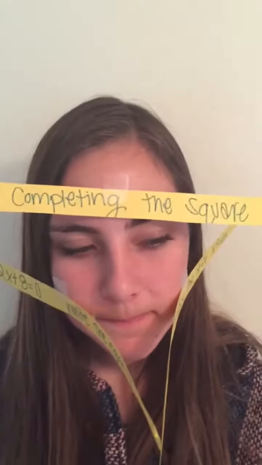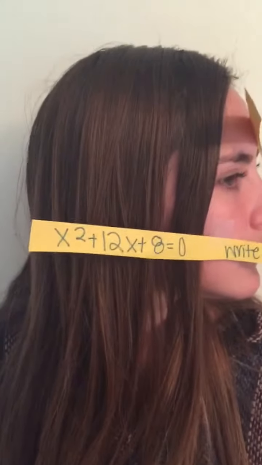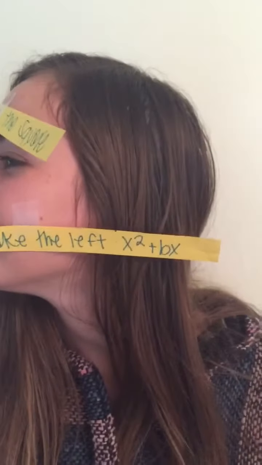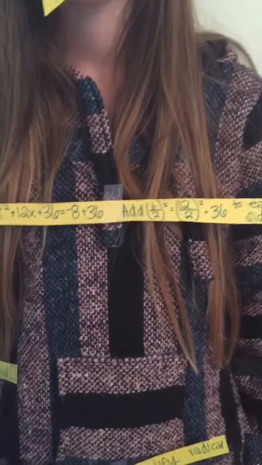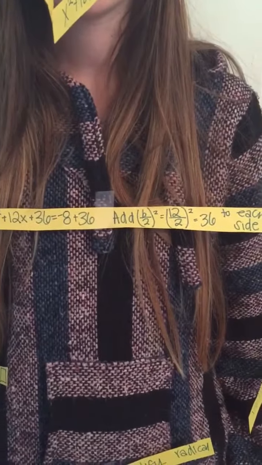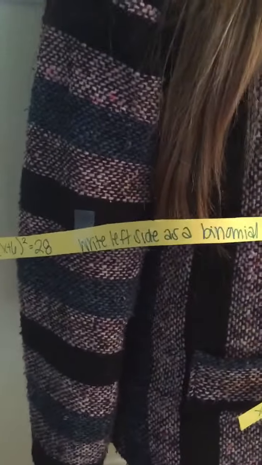Good. Completing the square. Your first step is to write the equation: x squared plus 12x plus 8 equals 0. Your next step is to make the left side x squared plus bx. So what you want to do is subtract the 8 to the other side. Your next step is to add b over 2 squared, which you plug in, which is 12 over 2 squared equals 36, to each side. That is when you get this following equation. Next step, write the left side as a binomial, in the parentheses of x plus 6 squared equals 28.